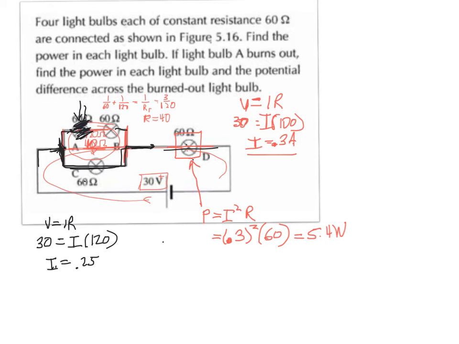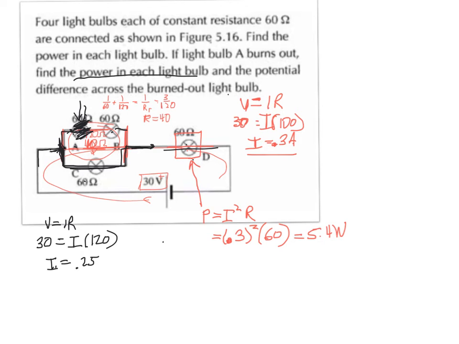So I'm going to have less current going through because I have less light bulbs that are being powered with that potential difference. Okay, so now that I have that, I can actually calculate the potential difference across the burned out light bulb. I also want to look at the power in each of the light bulbs that's remaining. These two light bulbs, of course, A and B, will have no power at all, right? Because there's no current flowing through there.